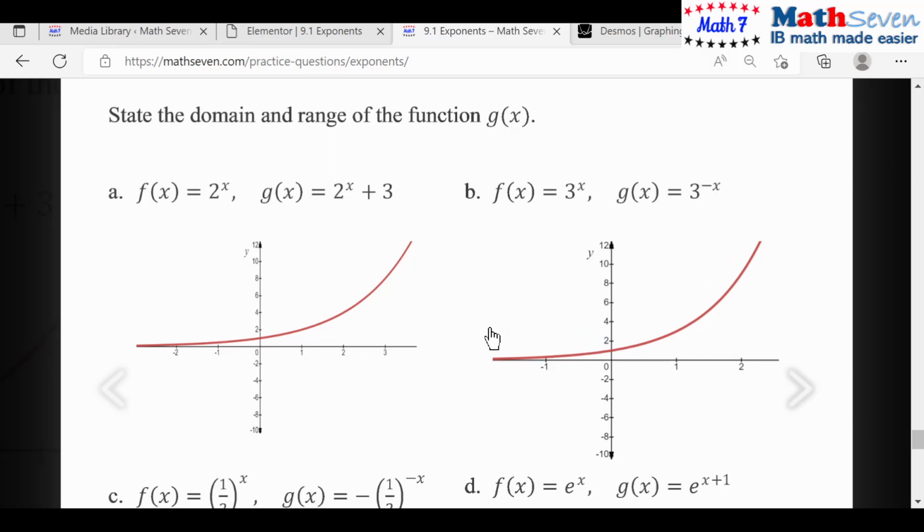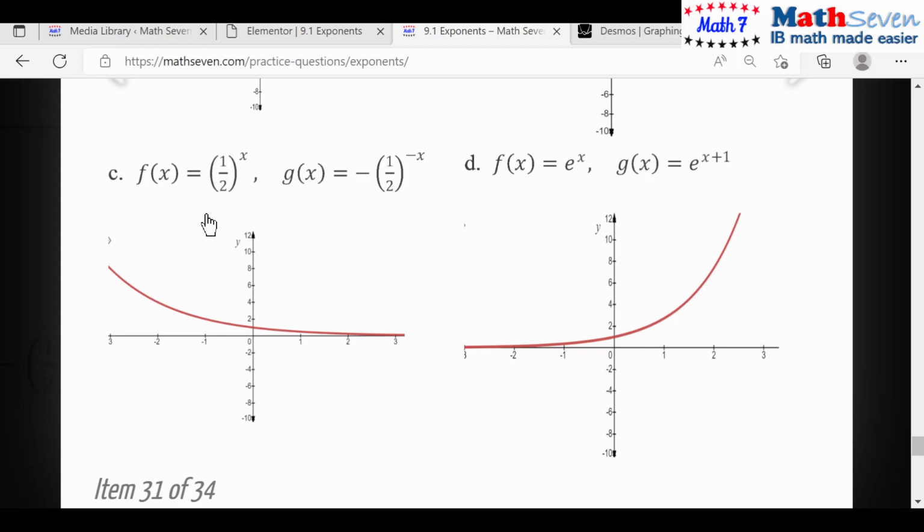Okay, let's do part C. This graph is half to the power of x. If I take the half up, it becomes 1 over 2 to the power of minus 1 times x, so minus x is a reflection about the y-axis, which gives the shape of the graph. So the domain is of course R, and the range is y greater than 0.